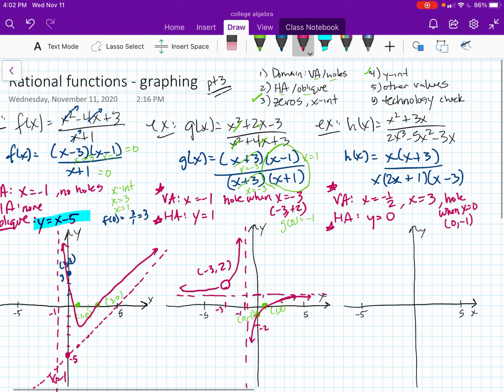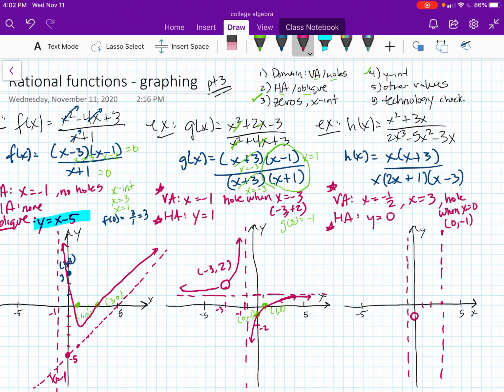Alright, vertical asymptote at x equals -1/2. Right there. And at x equals 3. 1, 2, 3. Okay. Hole when x equals 0 at (0, -1). So right here, there's a hole. What else do we need?